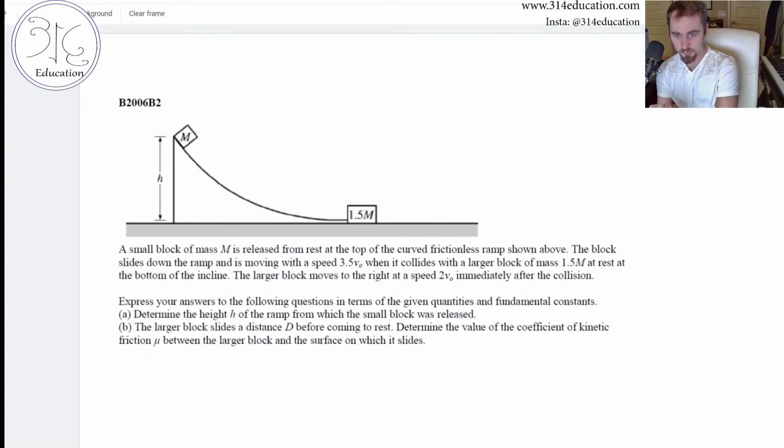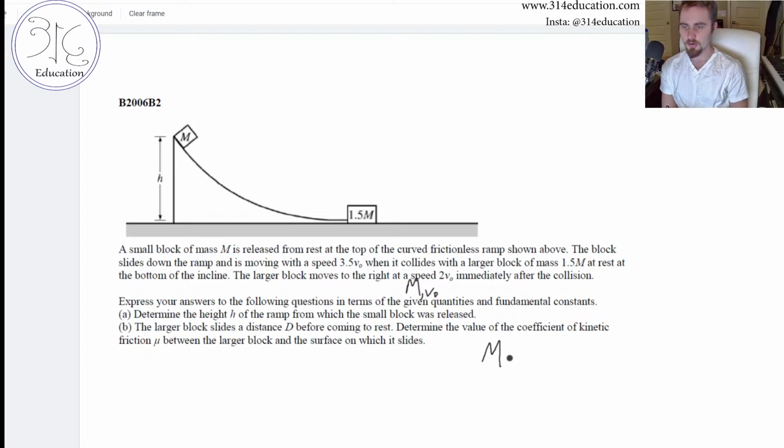So determine your answers to the following questions in terms of quantities given, and fundamental constants. So I believe that's going to be our m and our v naughts. These are the quantities that we can use. Do we know h? Oh no, we're to determine h. Okay, so determine the height from which the small block was released.